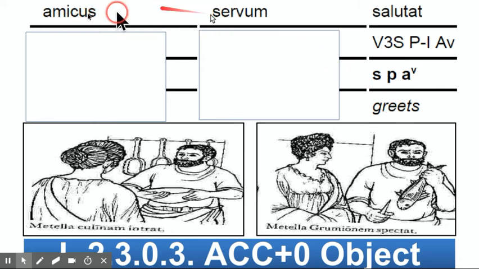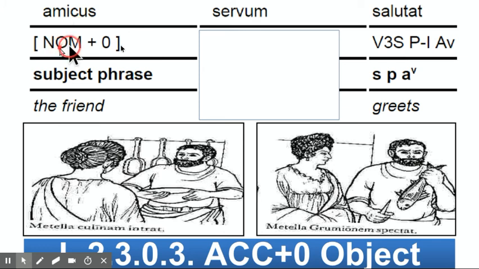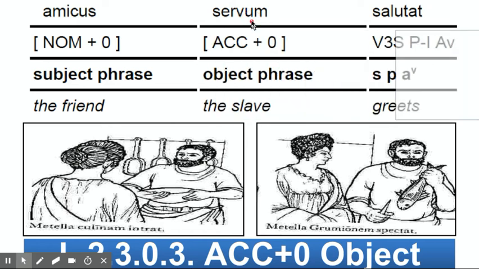Which one of these is nominative? Well, amicus. Nominative plus no other signal. Subject phrase, the friend. Servum. That ending tells you serva, servum. It's an accusative. Accusative, no other signals. It's an object phrase, the slave. So the friend, putting back into English order, greets the slave.